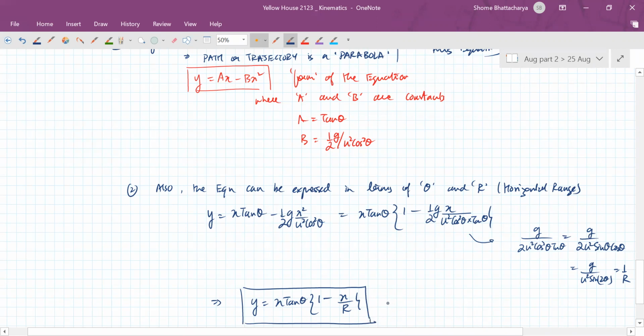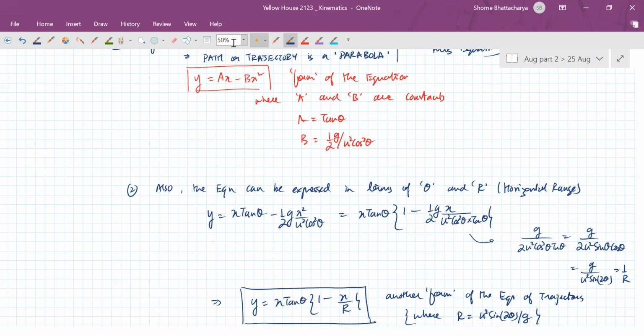So this is another form of the equation of trajectory, where of course we know the formula for r is u square sin 2 theta by g. This is a very useful way of writing the equation of trajectory when it comes to solving numerical problems based on it.